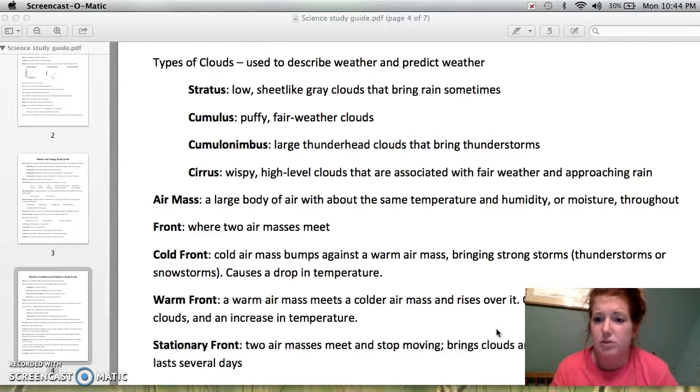This brings clouds and precipitation that often last several days. It stopped moving. That was my reference to the stationary bike. It stops moving and it lasts several days. I know a couple weeks back, it was raining for a whole week. We didn't have recess forever.